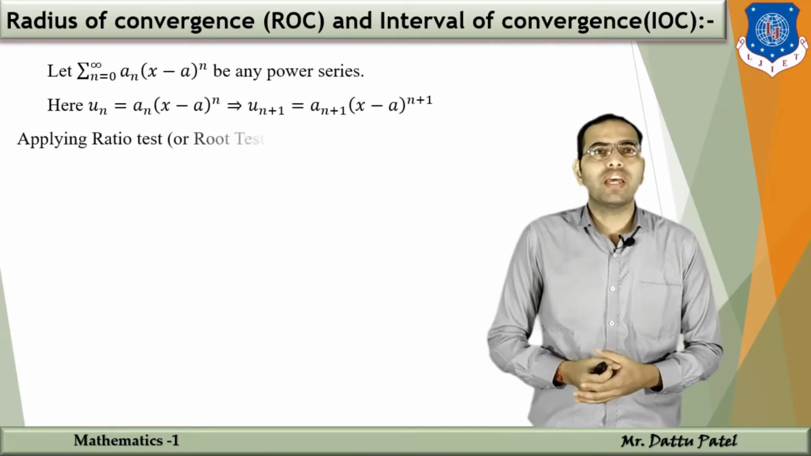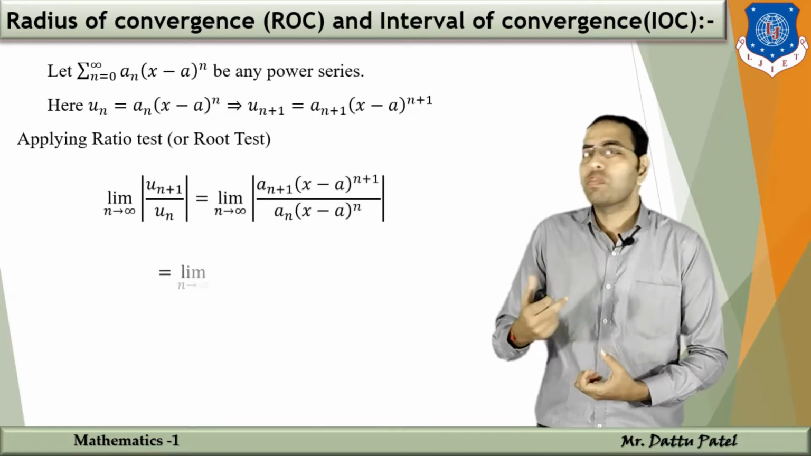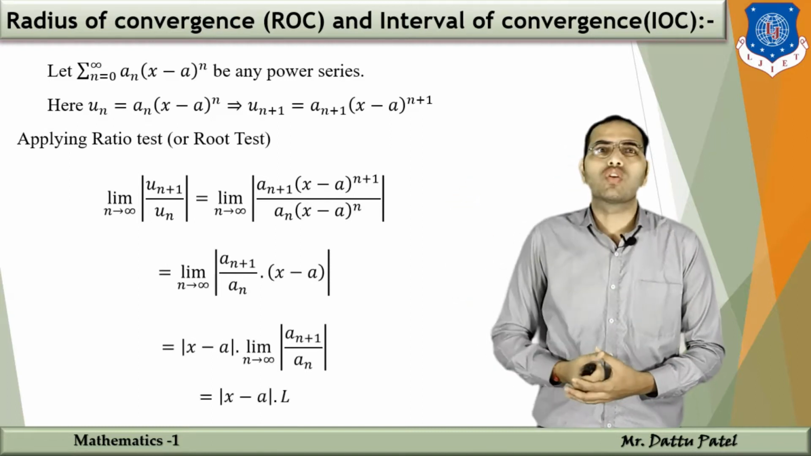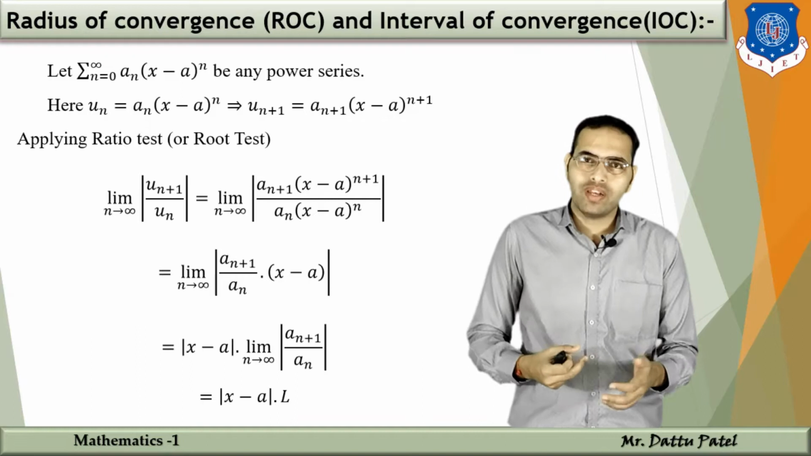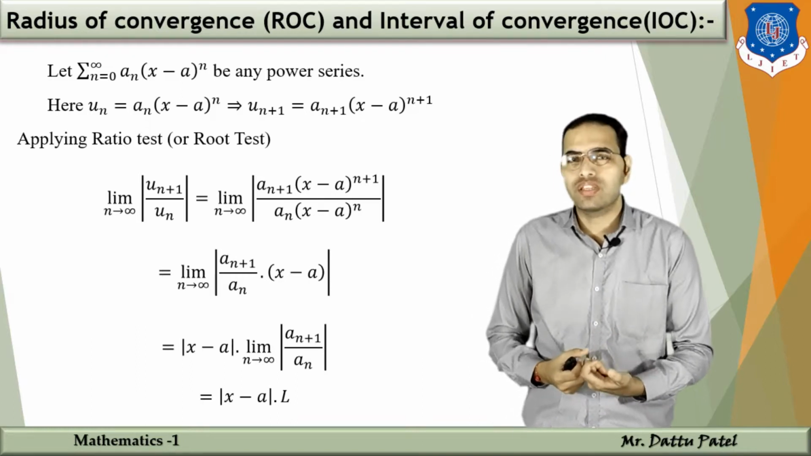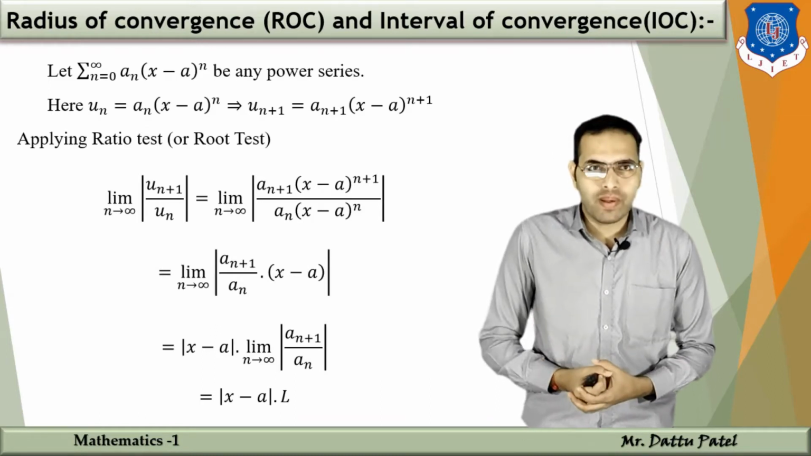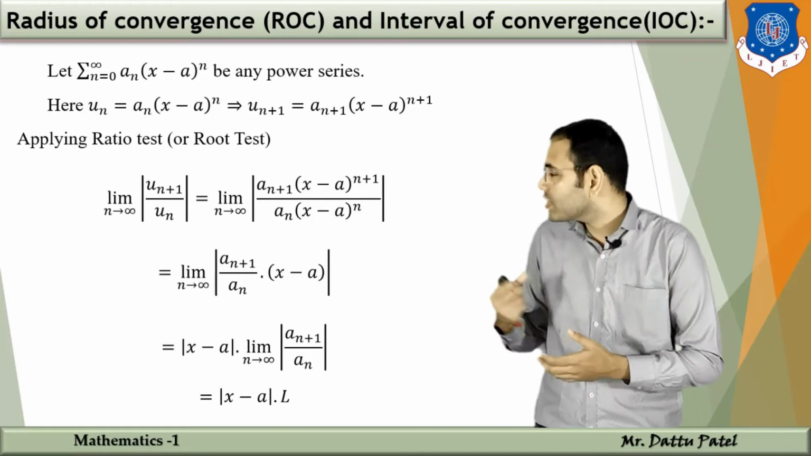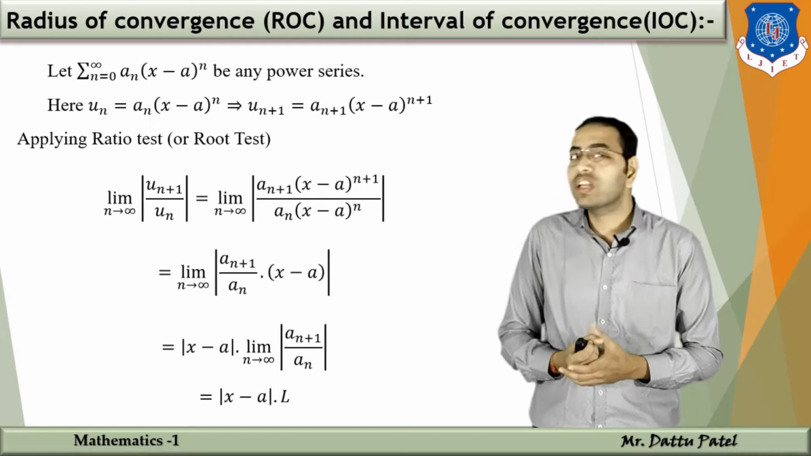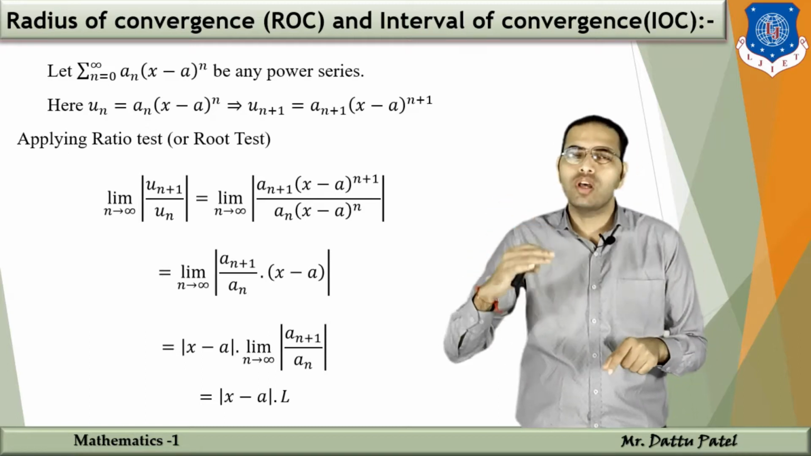Firstly, let summation n equal to 0 to infinity of a_n (x minus a) raised to n be a power series. Then here u_n equals a_n (x minus a) raised to n, and the n plus 1 term of the series is u_(n+1) equals a_(n+1) (x minus a) raised to n plus 1. Now applying the root test as well as the ratio test. Here I have taken the ratio test: limit n tends to infinity of mod of u_(n+1) upon u_n.